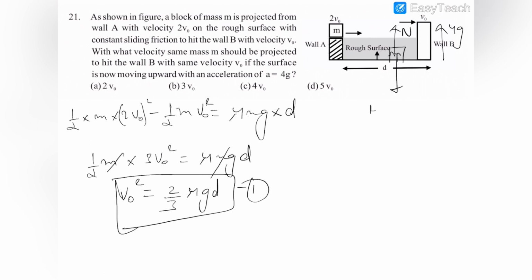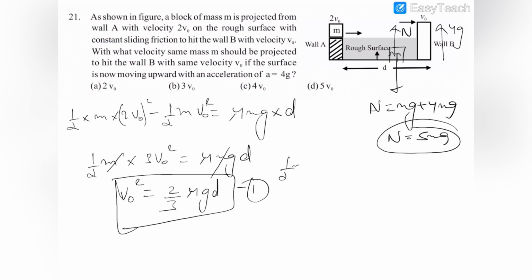acting on the block, N, would be mg plus 4 mg. So N would be 5 mg. So now the new equation would be half m (v square minus v naught square), and that should be equal to work done against friction, that is 5 mu mg d. Now we know that mu g d is equal to 3 by 2 v naught square.